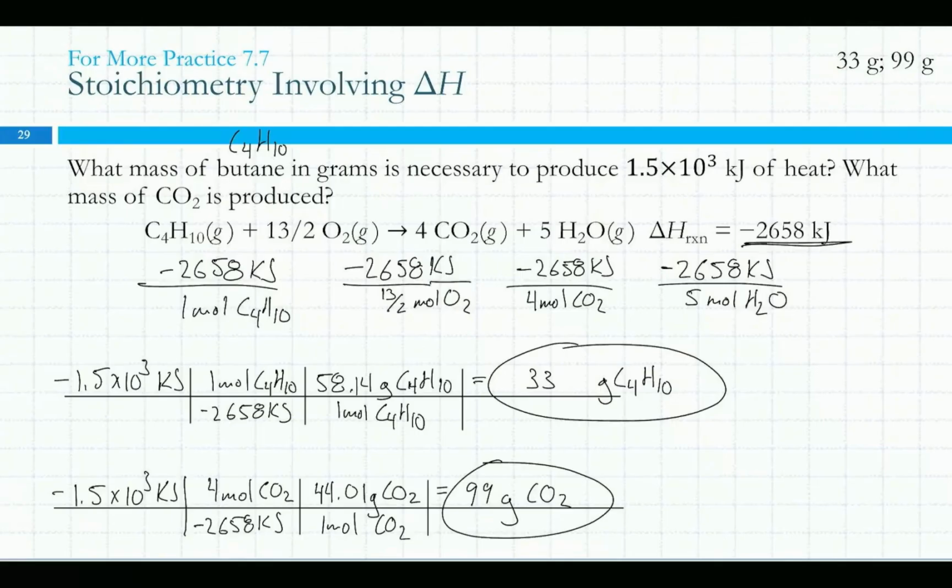Any questions about that? Practice is the best for these kinds of things. So I would reduce the fraction to a decimal. So take 13 and divide it by 2. You'll get 6.5. So you would change this 4 to 6.5, and then this would be O2, and then you would use the molar mass of oxygen.